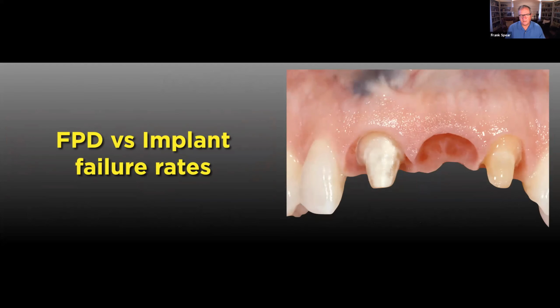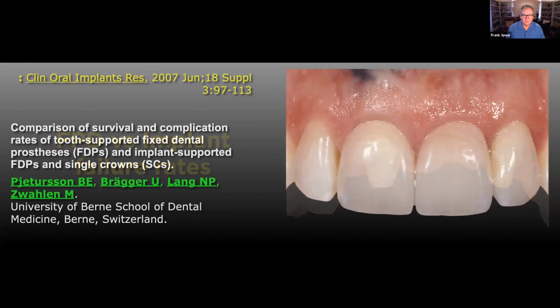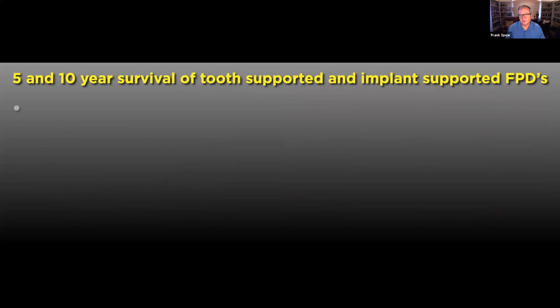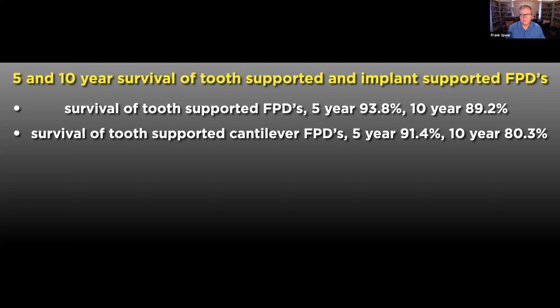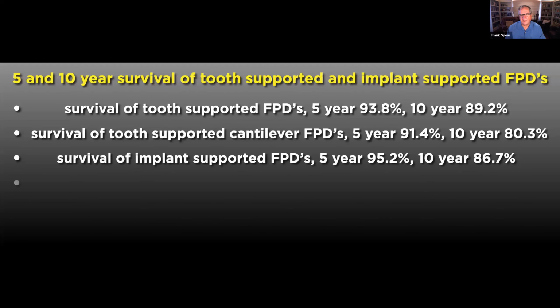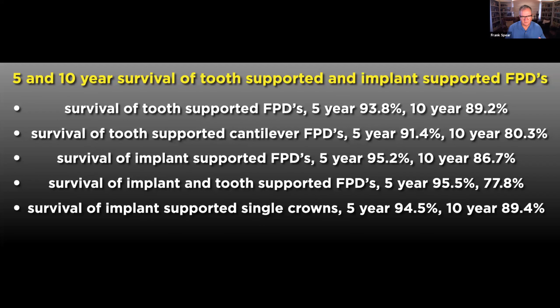So we'll go to implant versus FPD failure rates. We'll start there. And we're going to use a study out of Switzerland. And it's 5 and 10-year survival of tooth and implant supported FPDs. And I'm going to put the numbers up here for you. And then I'm going to circle the ones I want you to look at. Okay. So that's the 5-year survival rate of a tooth supported FPD versus a single implant crown. They're identical. They're statistically identical.